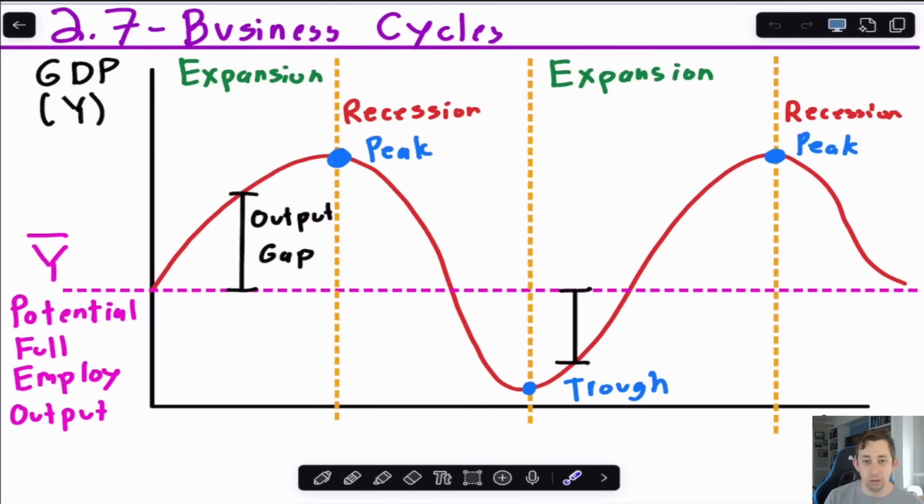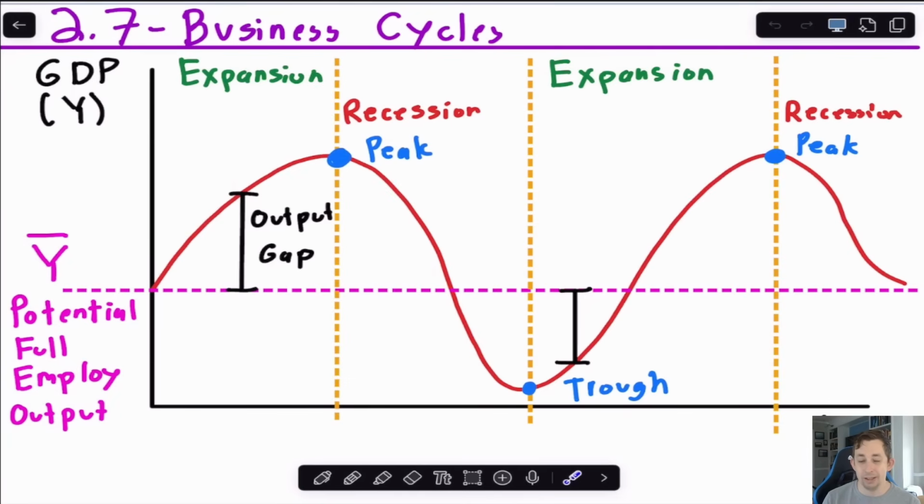Now, of course, if we were to think about what GDP would be if we had full employment, if everyone's working, if we're cranking our economy at its full potential, then we would have what we call potential or full employment output. We're going to call that Y bar, and that's going to be a standard level here. It could change over time. Generally, people think it goes up over time. But for this graph, I'm just going to make it flat.